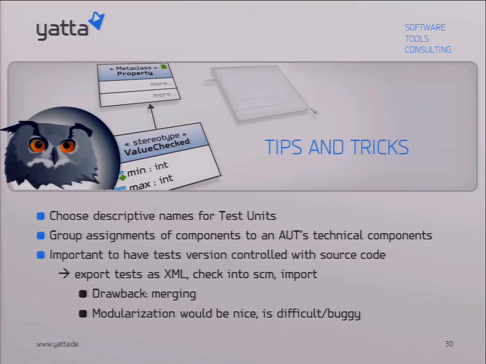I think I'm short on time, but just a few tips and tricks. Choose descriptive names for the test units. I think this is very important. You can group these assignments to components mappings in Jubula, group them hierarchically. It makes it simpler to create new tests. And in our point of view, it's very important to have the tests version controlled in combination with the source code. So we export the Jubula tests to XML and check them into the version control system. And I don't know what the current state is, but the modularization of these tests didn't work last year, so we ended up having a monolithic structure of our tests here.